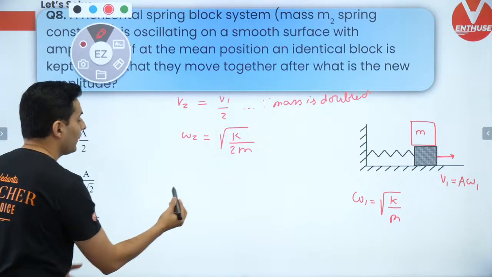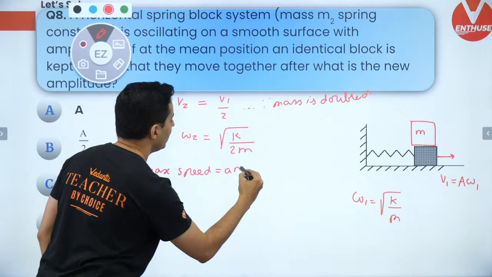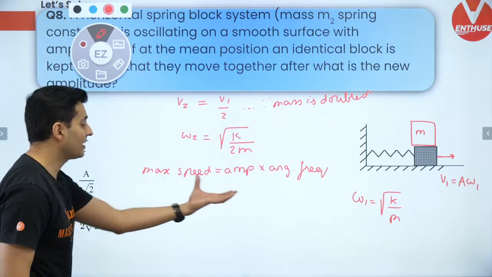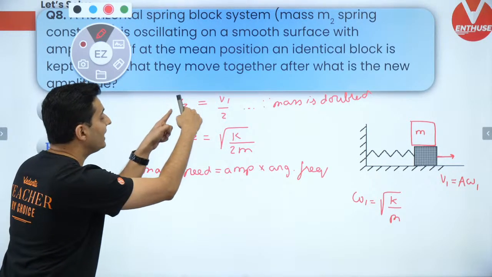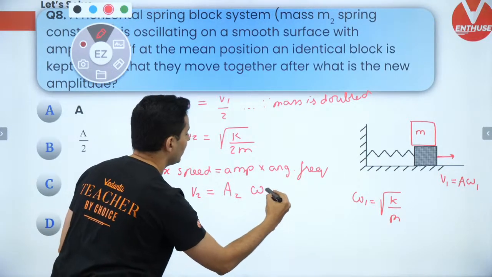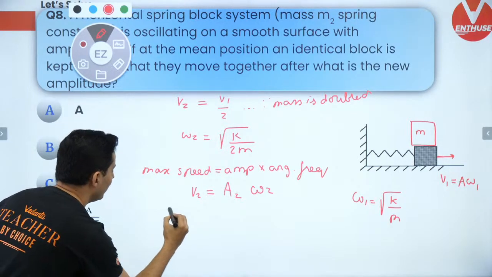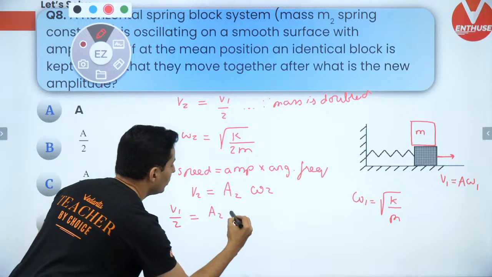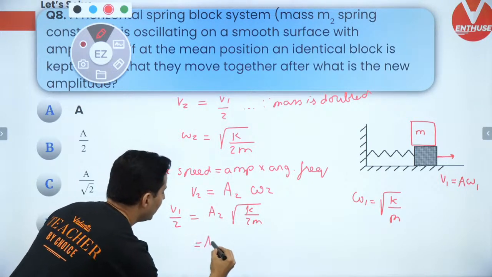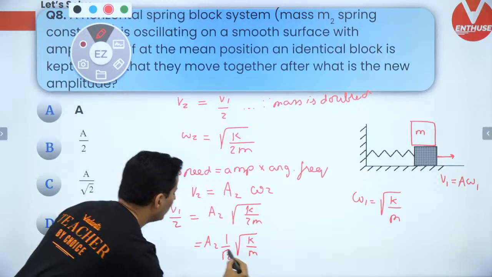Now again, using max speed is equal to amplitude multiplied by angular frequency. This is the formula of SHM, max speed. This V2 is the new max speed. Amplitude I don't know, and angular frequency is omega 2. Now just substitute everything. V2 is V1 by 2, so V1 by 2 is equal to A2 into omega 2. Omega 2 is root of k by 2m. Next step, A2 will be root of k by m, and I'll also put root 2 over here.